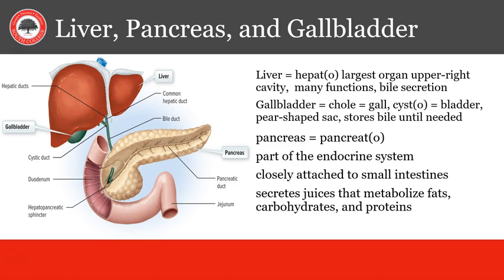Chole again refers to gall, and cysto refers to bladder. The pancreas serves both the digestive and endocrine systems. Here it secretes enzymes to help us break down carbohydrates and fats. Pancreato refers to the pancreas.